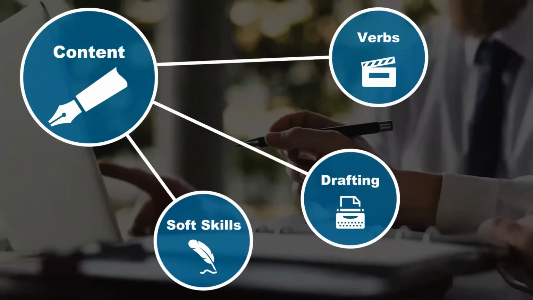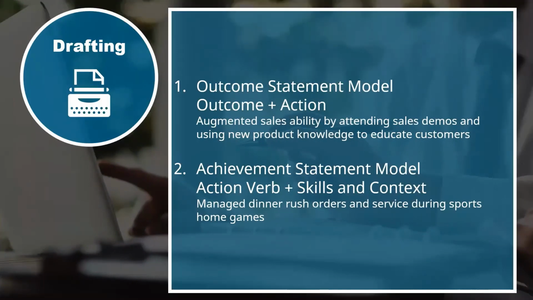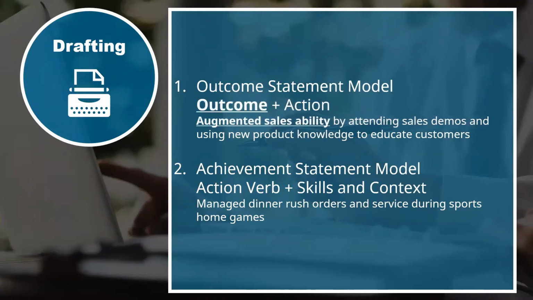Now let's talk about drafting your points. So, outcome statement model. So from those two sets of verbs, you get two different kinds of points. You have outcome statement models and achievement statement models. And here's the difference. Outcome statements focus on the outcome, what you accomplished, and then followed by the action that you took to achieve that outcome.